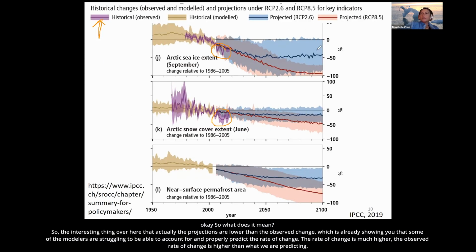What does it mean? The interesting thing over here is that the projections are lower than the observed change, which is already showing you that some of the modelers are struggling to account for and properly predict the rate of change. So the rate of change is much higher. The observed rates of change are higher than what we are predicting.